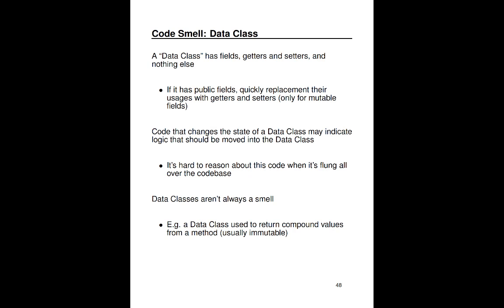However, note that data classes aren't always a smell. It's okay to apply a refactoring to take a bunch of primitives that are parameters to a method, put them all into a data class, and use that data class object to call that method. So data classes are fine, especially when you've got a bunch of immutable data.